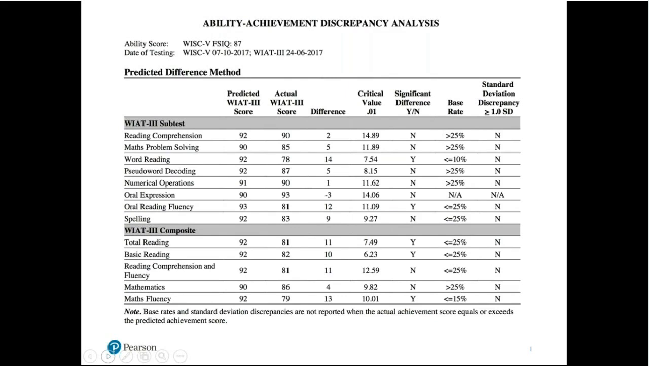And there's a couple of other ones at the composite level for both reading comprehension and fluency, as well as mathematics. But again, reasonably high base rates. But that word reading, looking at what the predicted score might have been, was actually less than 10% for a base rate. So in the old days, we would have looked at that and we would have said, let's diagnose Lily with an SLD.